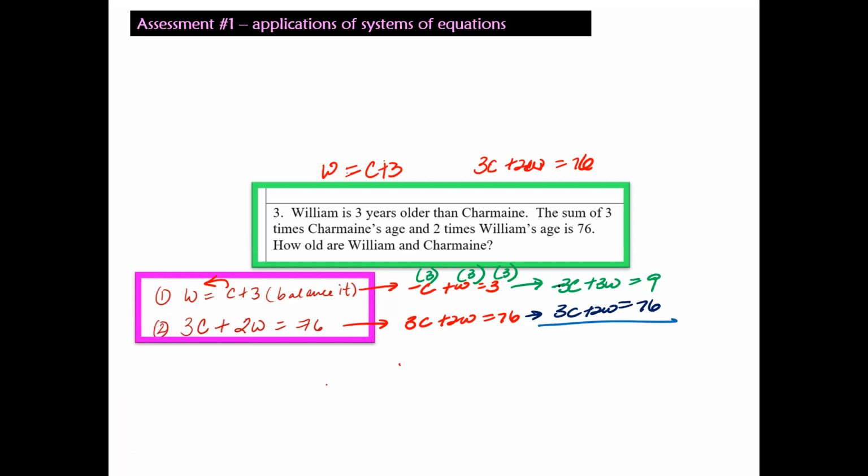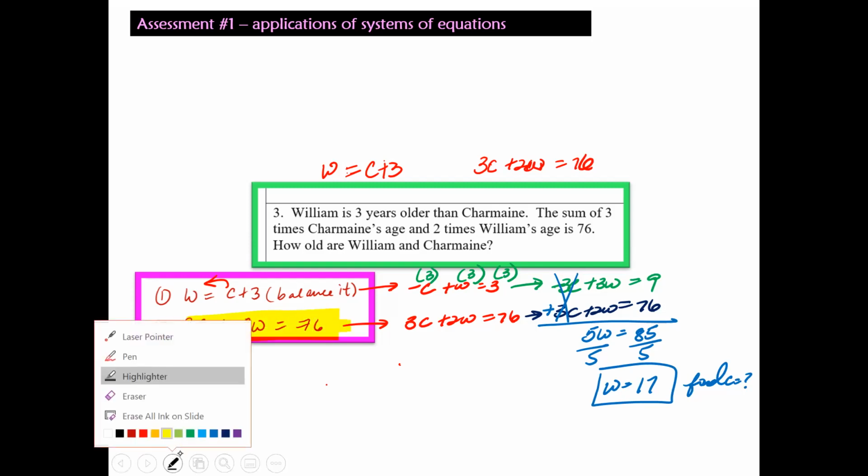Now you have a positive 3 and a negative 3, so that cancels. Then 2W and 3W gives you 5W. 76 plus 9 is 85. Let's divide both sides by 5. W is 17. So William is 17. What do I need to find? I need to find Charmaine's age. You can use the first or second equation. It doesn't matter. I'm just going to use the second one because last time we used the first one.